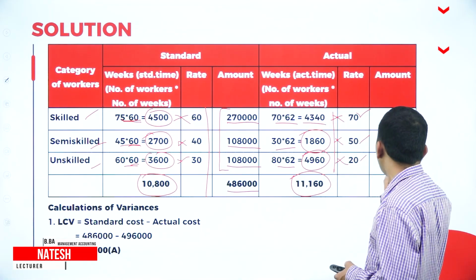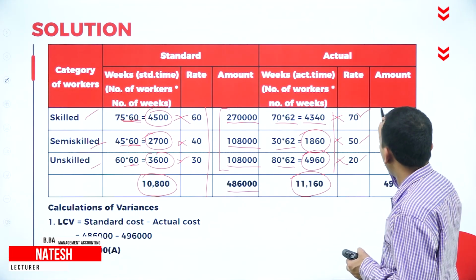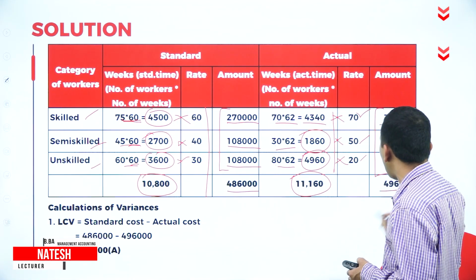4,960 into 20, 99,200. If you take the total together, 4,96,000.